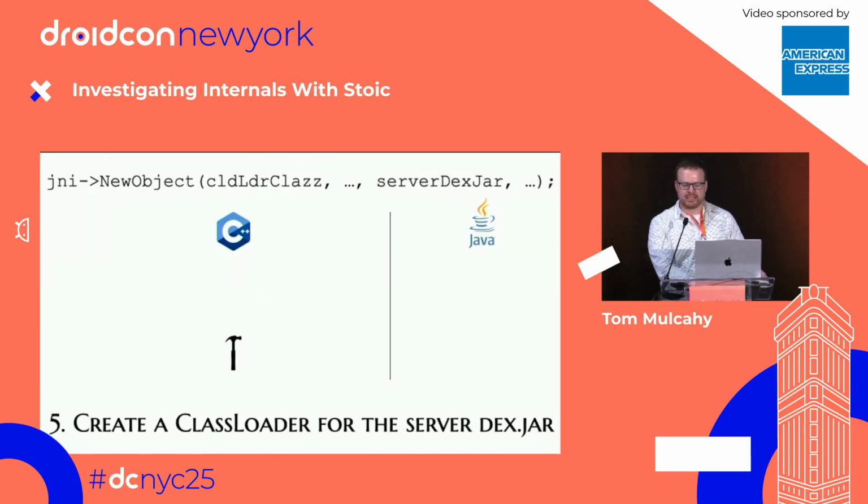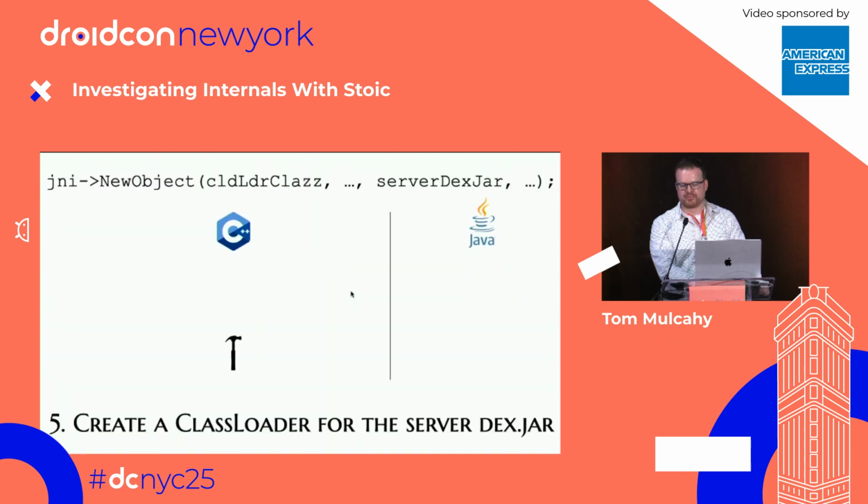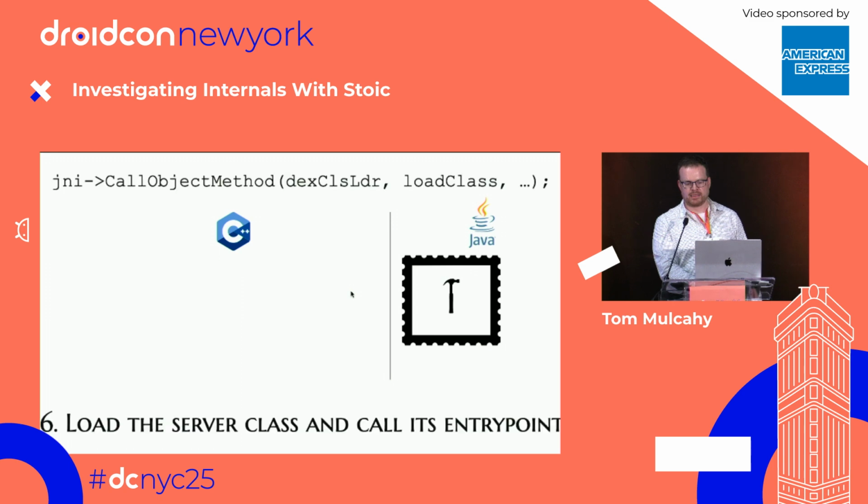The remaining file is the server dexjar. Remember when I said I'd start a server inside the target process? That's what this server dexjar is for. The JVMTI code is written in C++, but I can use JNI, that's Java Native Interface, to create a class loader for the server dexjar. Load the server class and call its entry point. And at this point, we're in Java land, so let's zoom in on that.